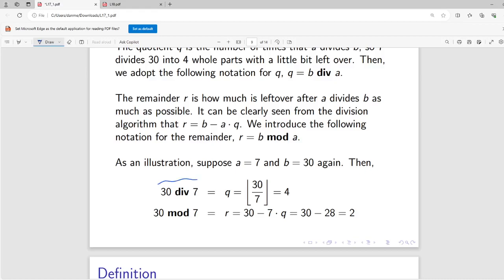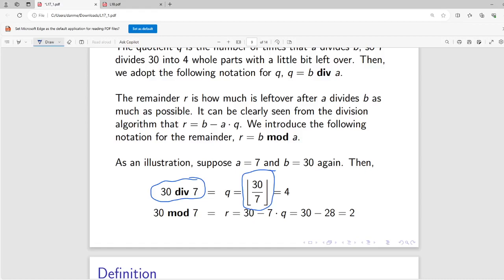And so we have this alternate notation here. 30 div 7 is exactly this value right over here. Right? It's 30 divided by 7 rounded down. It's the number of whole times that 7 goes into 30. Okay? So our Q is 4 here.